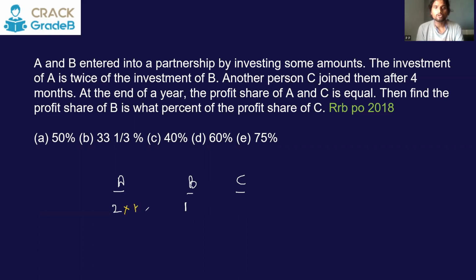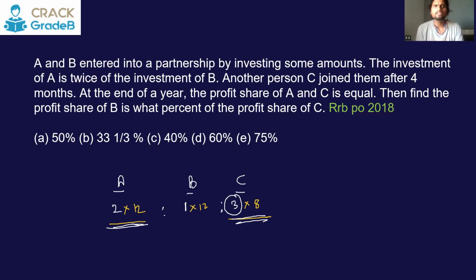So B's investment is there for 12 months. A's investment is also there for 12, and B's also for 12. C's investment is there for 8 months. So, if share of A and C are going to be equal, that means the product of investment into duration should be equal, right? So if this is 24, this should also be 24. That means C invested 3 rupees basically. But it is not asked.